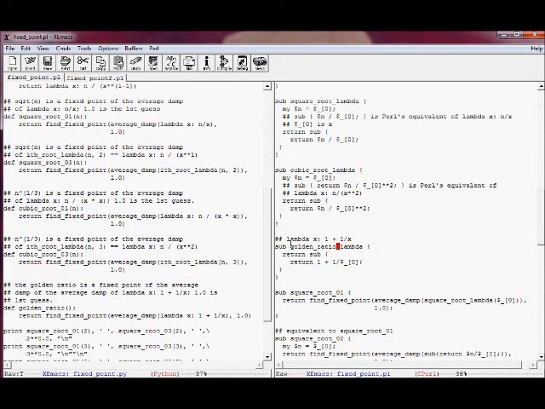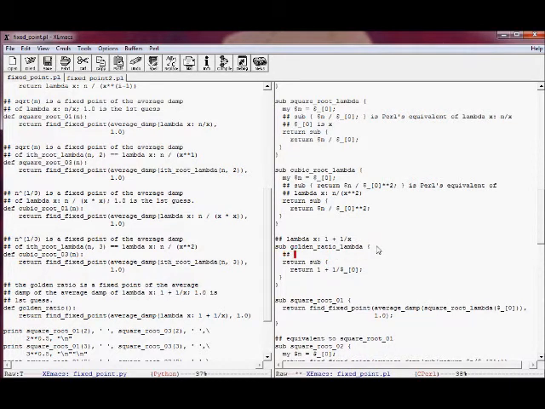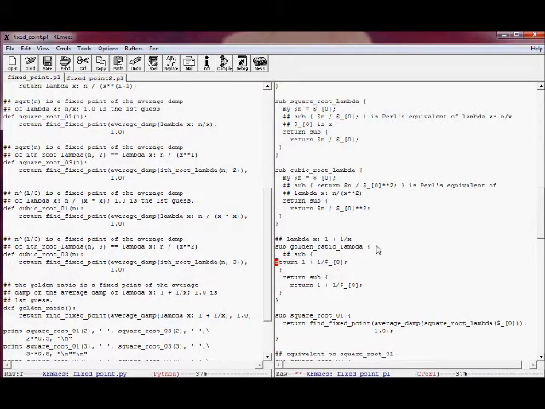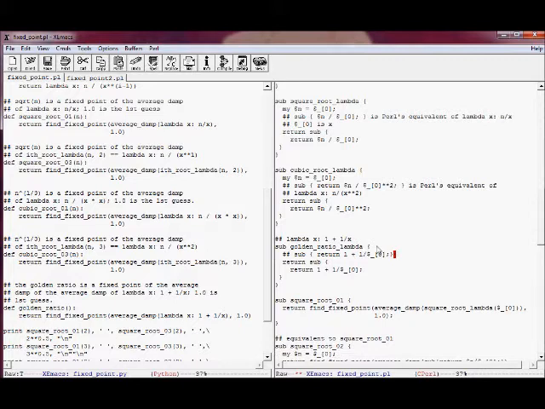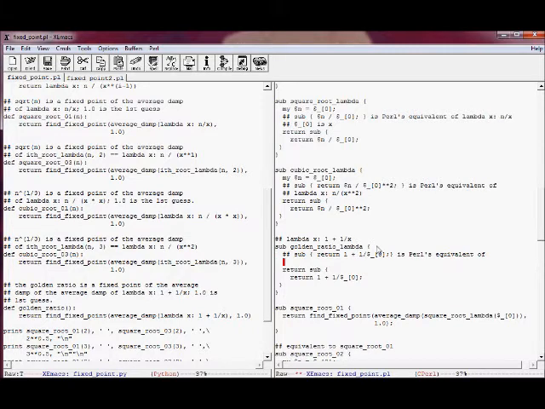Okay, so let's take a look at the Perl side. So we can define the golden ratio lambda, which will return the anonymous subroutine equivalent of lambda x: 1 plus 1 over x. And this is Perl's equivalent of lambda x: 1 plus 1 over x. Okay, looks good.